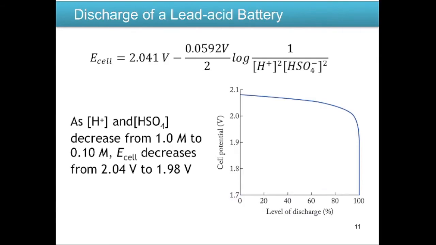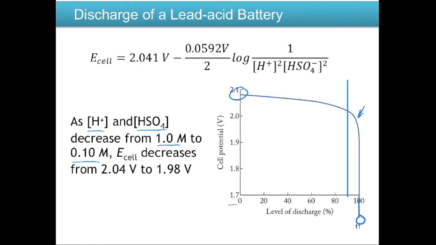Okay, so we start off at a full voltage, in this case for one of the cells, somewhere around 2 volts. But you notice that even after about 90% of the battery has been discharged, we haven't lost a lot of voltage there. It's not until the last little bit that it really starts to tank. And this doesn't quite go down to 0, but eventually it would just go down to 0. So as concentrations decrease from 1 molar to 0.1 molar, a factor of 10, the voltage only changes by a very small amount, from 2.04 volts to 1.98 volts.